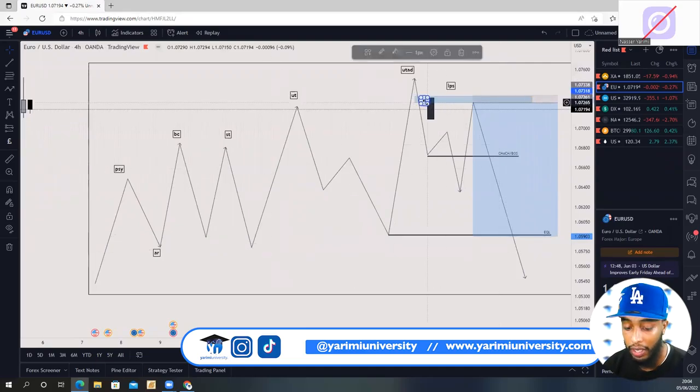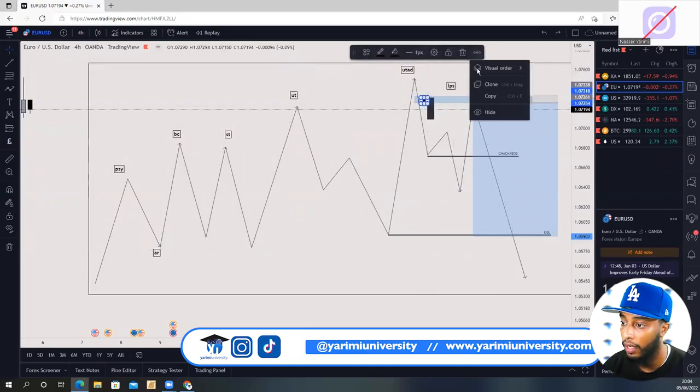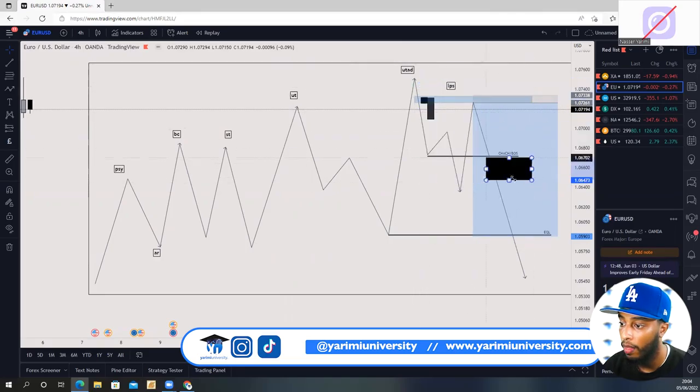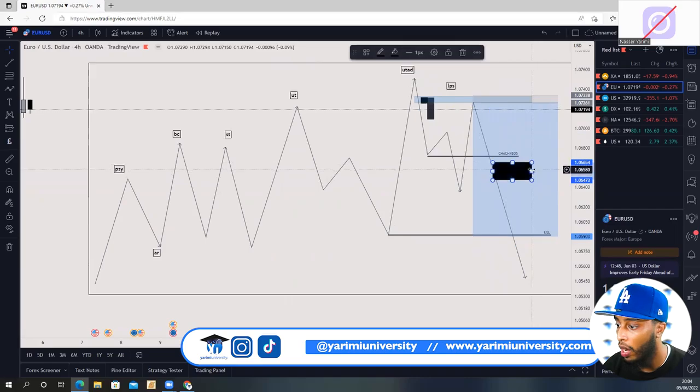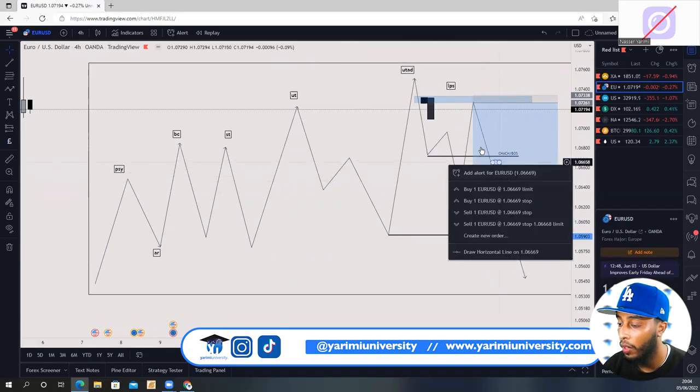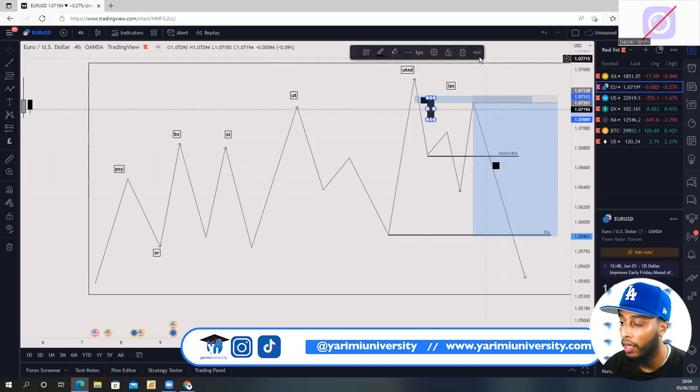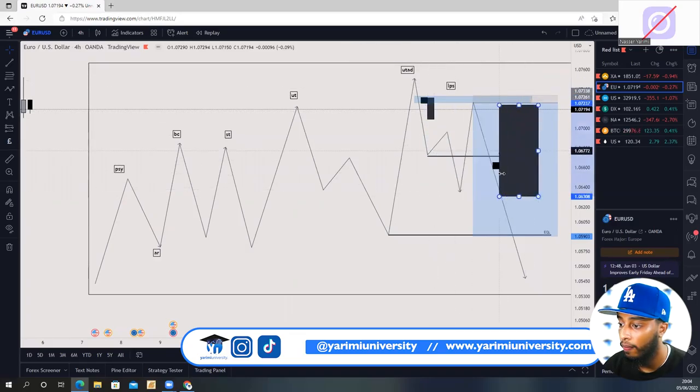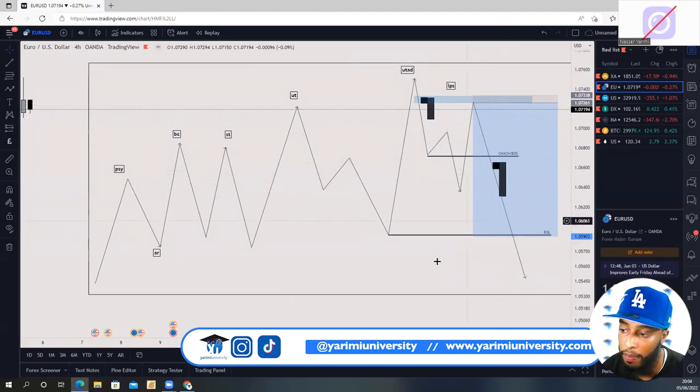Once structure is broken, guess what's going to happen? You're going to get another last point of supply somewhere here. Okay, let me just clone this. In the form of what? A bearish engulfing. This is a bearish engulfing. You're gonna see this pattern, guys.